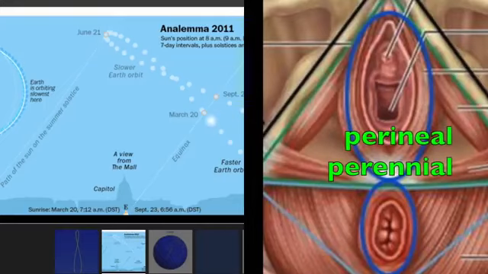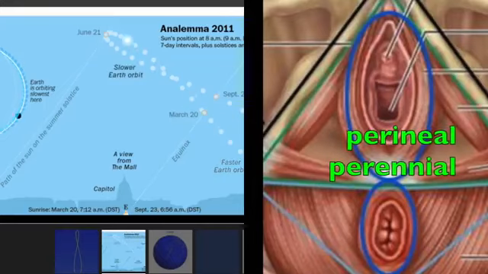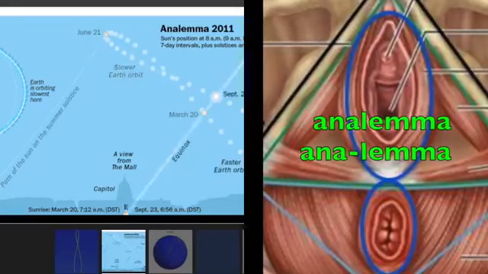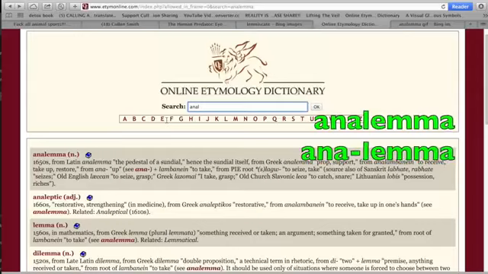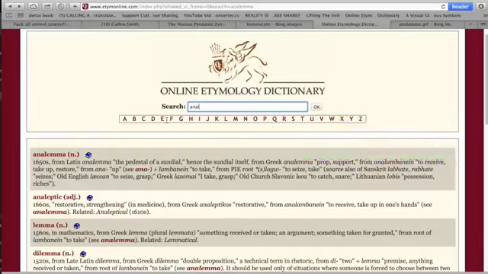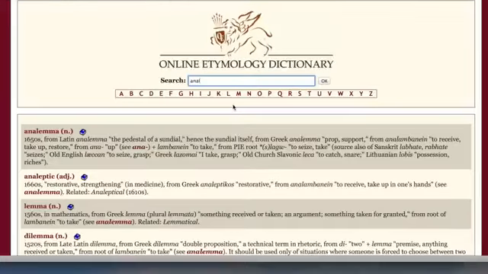The perineal muscles, the perennial muscles. So this is no coincidence. This is astrophysiology at its finest. The analemma is the path that the sun takes throughout the year. I had always been wondering why it's called an analemma. After seeing that the anal triangle, the muscles of the perineum, and the sphincter muscles are literally the analemma shape, that gave it a whole new meaning.